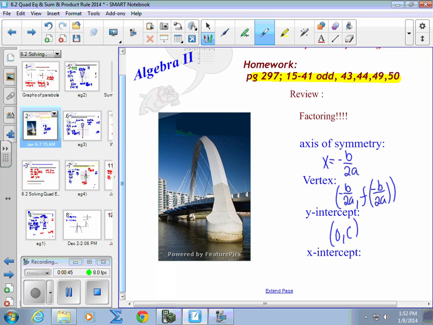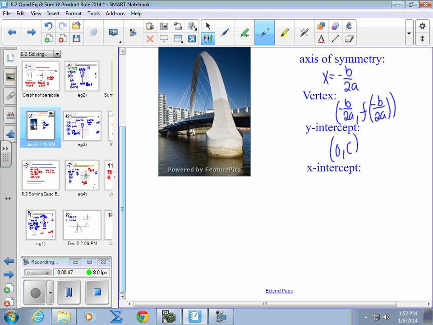And then we said that we would factor to find the x-intercepts. So let's just review factoring. We have 4x squared plus 7x minus 2 equals 0.